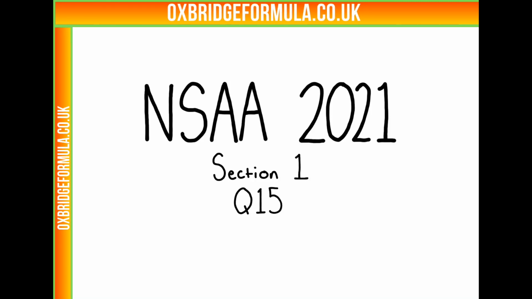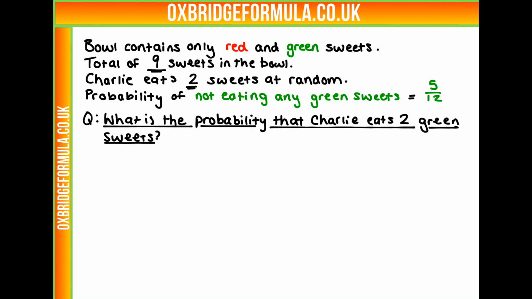This is NSAA 2021, Section 1, Question 15. So this question tells us we have a bowl containing only red and green sweets. There is a total of 9 sweets in the bowl. Charlie eats 2 of the sweets at random, and the probability of not eating any green sweets is 5/12. And what we have to find out is what is the probability that Charlie eats 2 green sweets.